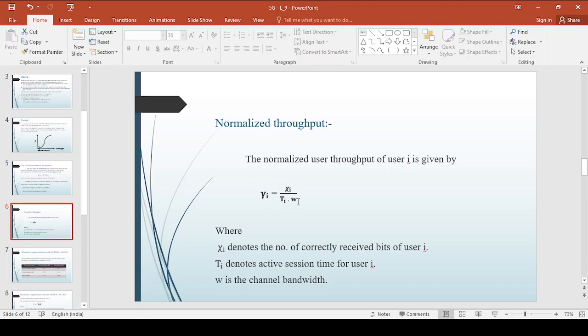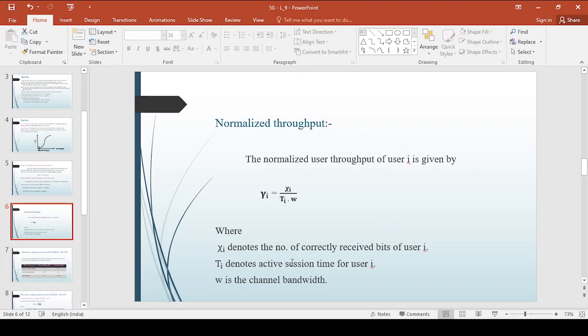Now that time we have taken as 5 microseconds or 5 milliseconds, multiplied by the channel bandwidth, that is given by 50 kilohertz. The calculation of that value will give you the normalized throughput, right? Now what are the units? Bits per second per hertz. In the numerator you have bits, divided by Ti, whose unit is seconds, and the channel bandwidth is in hertz. So bits per second per hertz, right? Now this is the normalized user throughput.